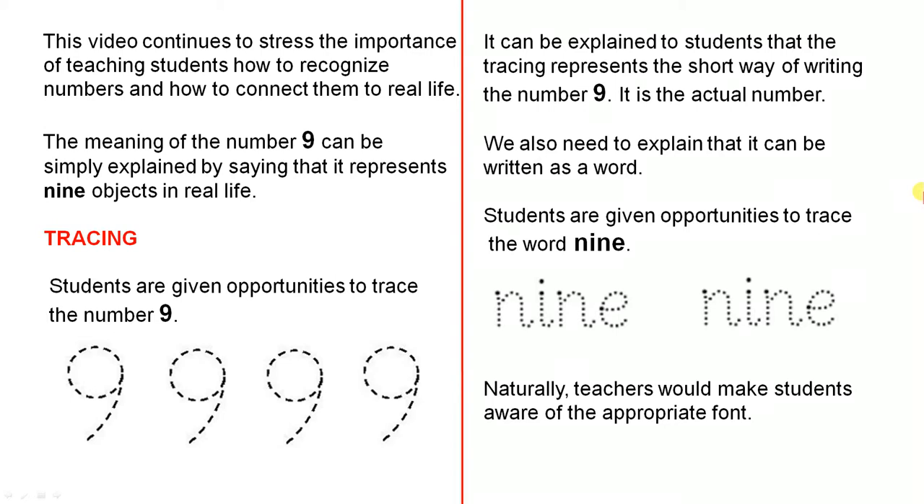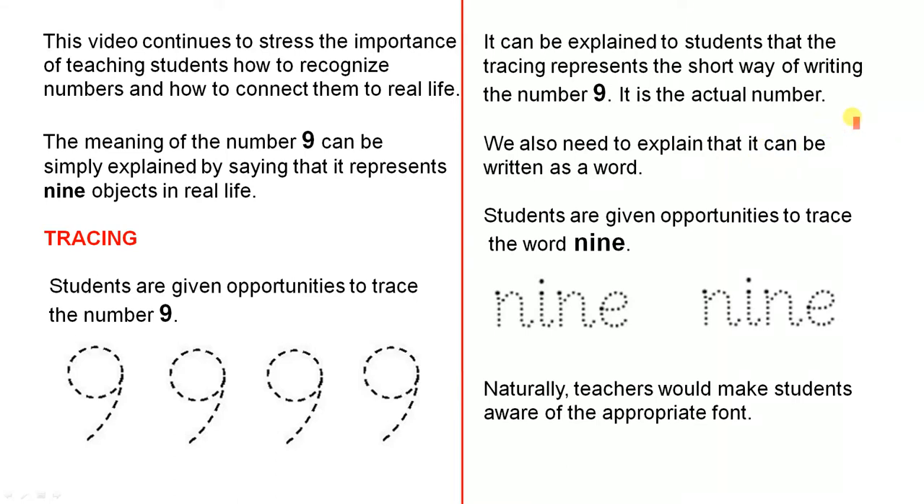Now, tracing is very important in kindergarten because it's closely connected to fine motor skills, so we need to give students plenty of opportunities to trace. Students are given opportunities to trace the number 9. There's just some examples here, and you'd give them many more examples because the more often they trace the number 9, the more likely it is they'll remember what it looks like.